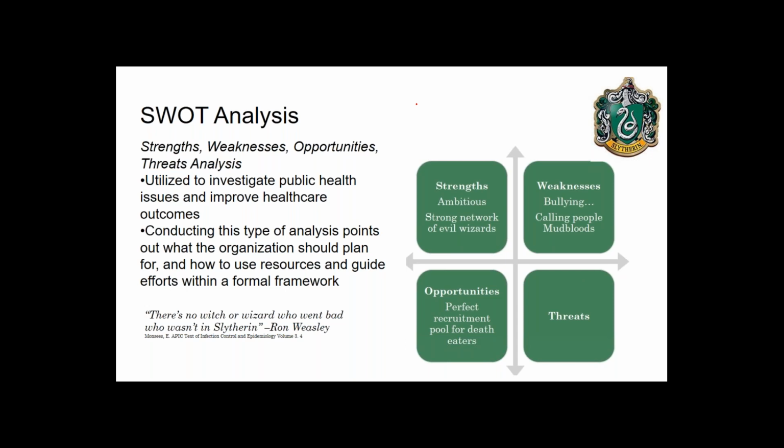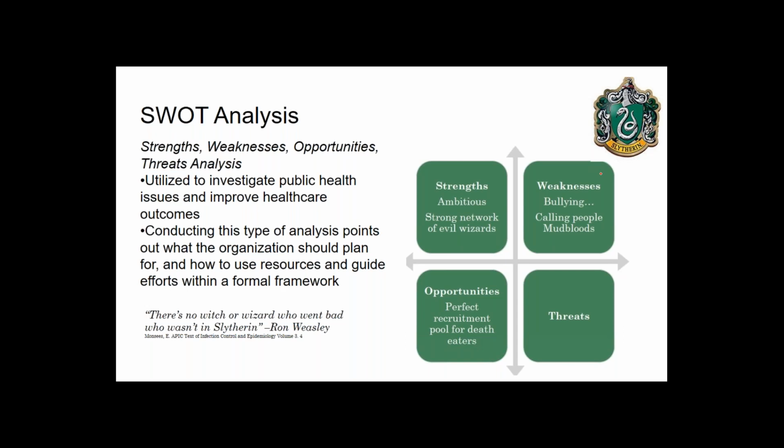So it's basically composed of your strengths, your weaknesses, your opportunities, and your threats. Strengths are going to be what advantages this organization has or offers. So in the example of Slytherin, some advantages are that this is a house full of really ambitious people. They also have a strong network of evil wizards. So if you are trying to become a Death Eater, or if that's the kind of path you want to take in life, then you have a strong network. That would be a strength.